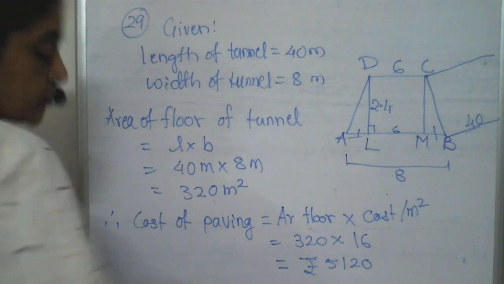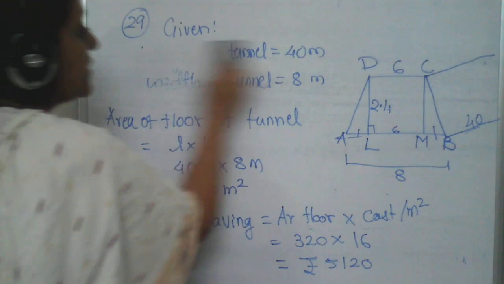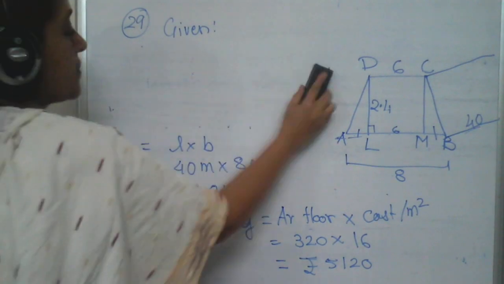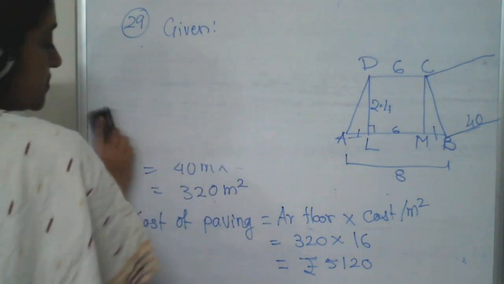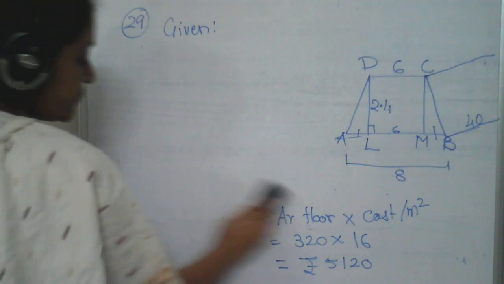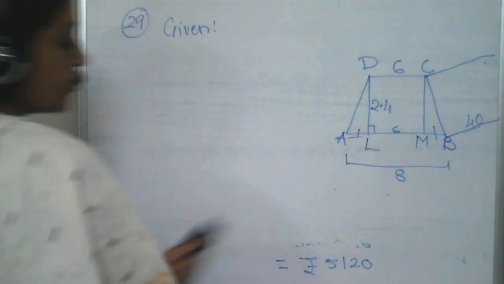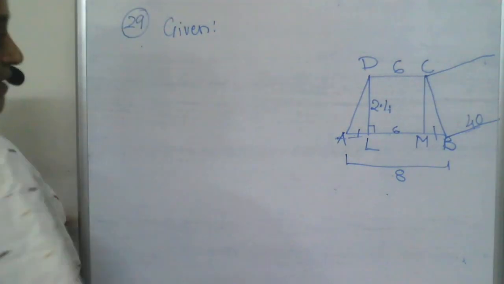Now to understand how to find the tunnel's surface which is on the side of the non-parallel sides, I mean to say this.